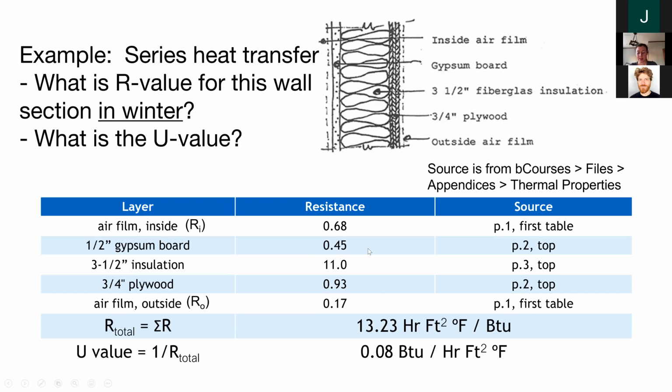To find the total R value, we sum those up and we get 13.23 hours square feet degree Fahrenheit per BTU. Then to find the U value, we invert the R value. So U value equals 1/R total, and 1/13.23 is 0.08 BTU per hour square foot degree Fahrenheit.